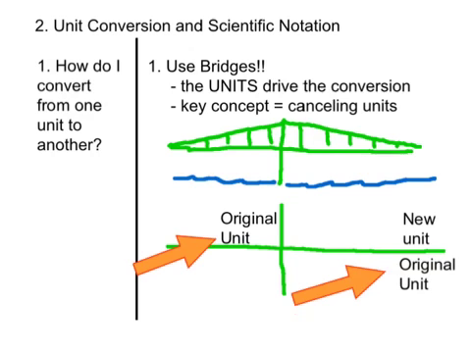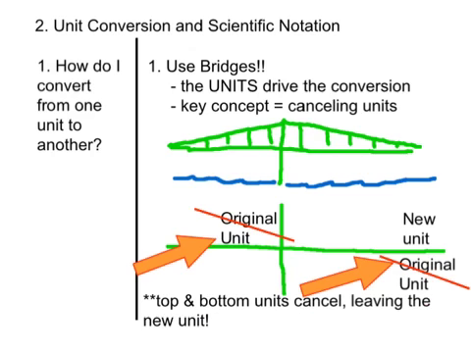So it's kind of like we're walking across the bridge from left to right, on top of the bridge, just like you would do if you crossed over a bridge. You go from your original unit, walking all the way over to your new unit. Okay, so as we do our math on this bridge, what we're going to see is that, again, the top and the bottom original units will cancel, leaving just the new unit in the end. So we've successfully converted from one unit to the next, as you see here.